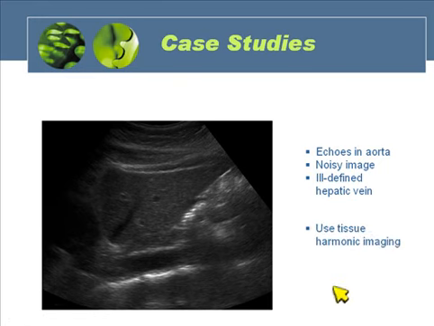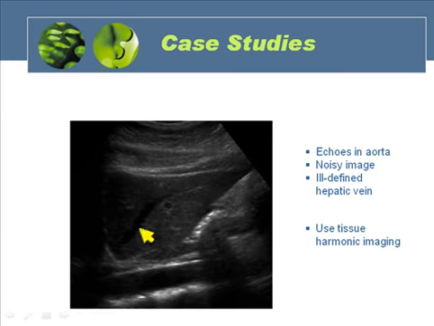Putting on tissue harmonic imaging will give us better contrast resolution and eliminate those artifactual echoes. Notice also that we have much better definition of the hepatic vein.